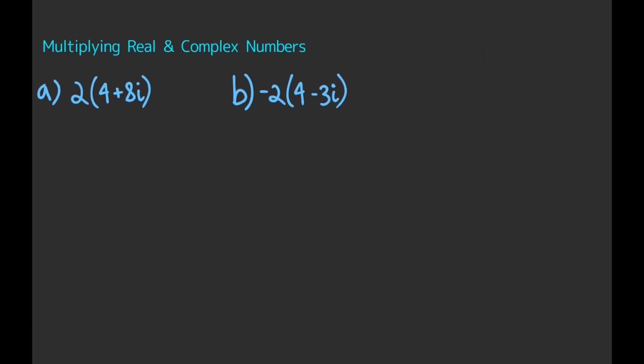Alright, so now we're going to try multiplying real and complex numbers. The reason we're not multiplying complex numbers together right now is because the imaginary number i has some special rules when it comes to exponents, and we're going to touch on that in another video.